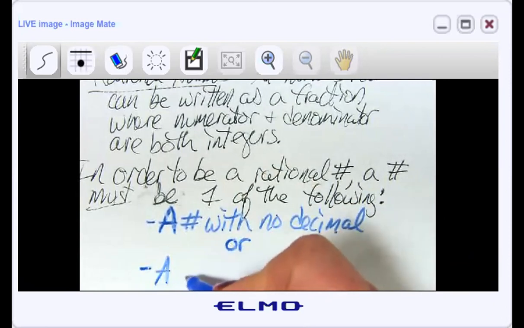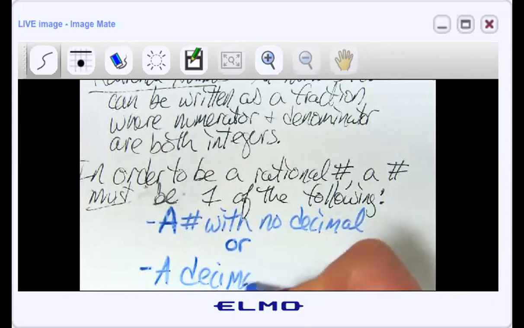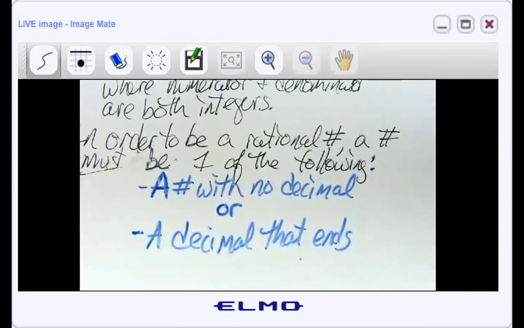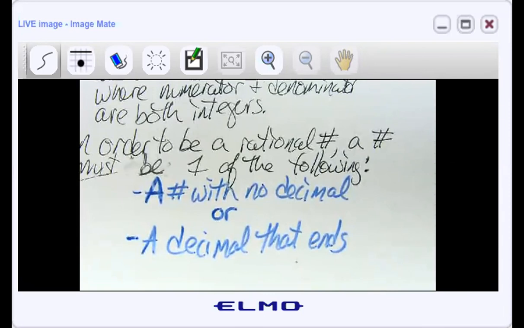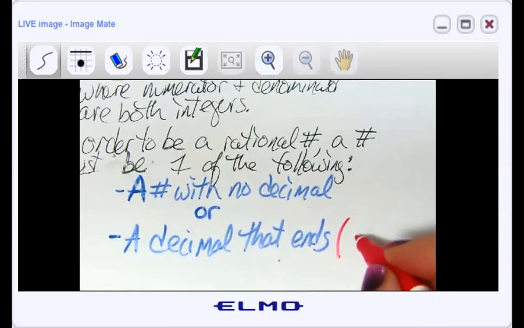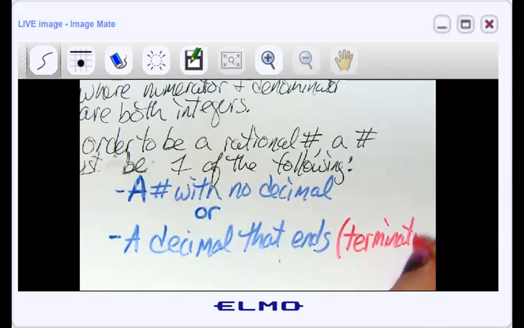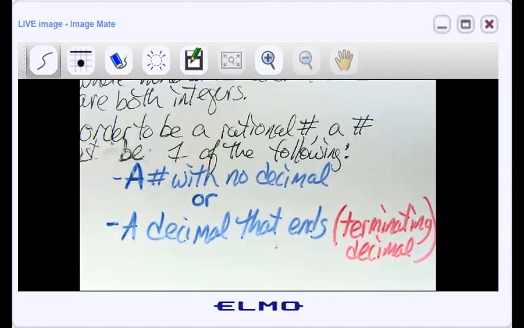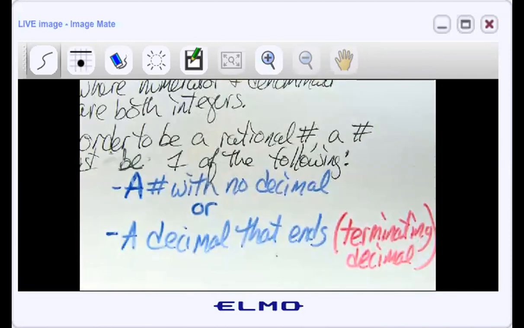A decimal that ends. Who knows the other word for this? We have a vocab word that means a decimal that ends. It's called a blank decimal. Starts with a T. Yes, terminating. Good. Terminating decimal. I use these pretty interchangeably. I might say decimal that ends, I might say terminating, they mean the exact same thing. So if I have a decimal that ends or terminates, it's automatically a rational number. Okay, so that's another option.